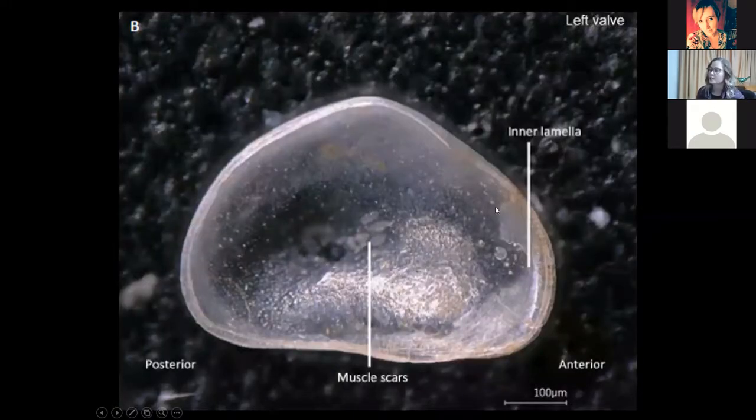Again, on the inside, you see some very important morphological features, such as the inner lamella, the muscle scars, which attach the soft parts to the external carapace, and you can also see things like the hinge morphology.